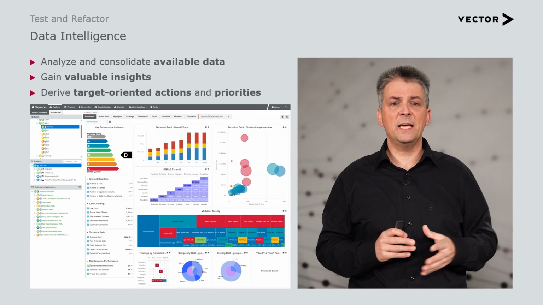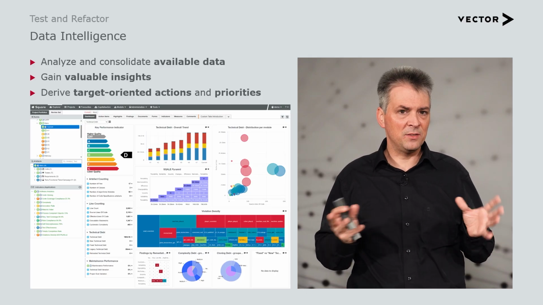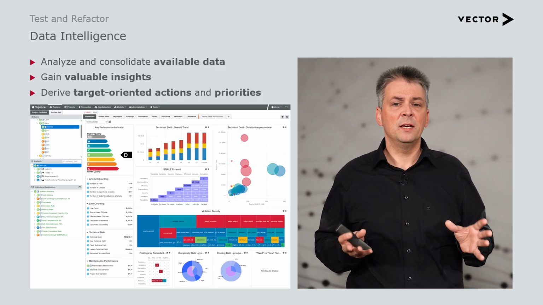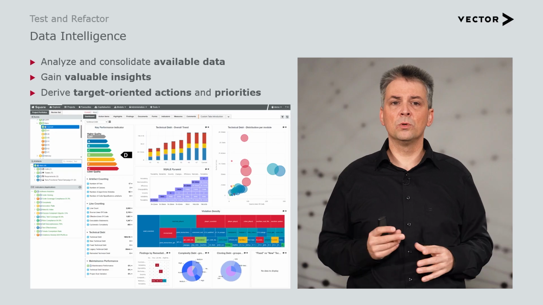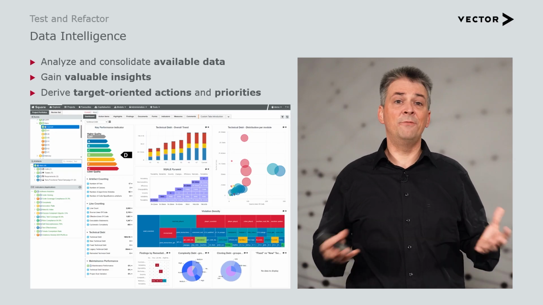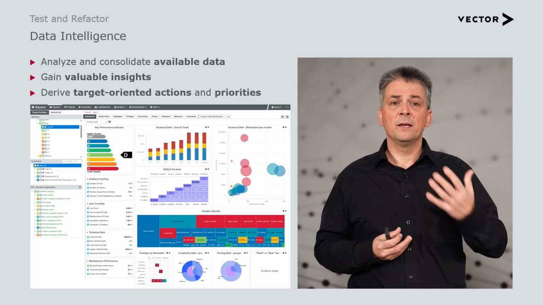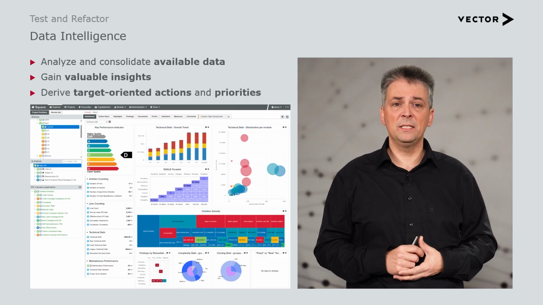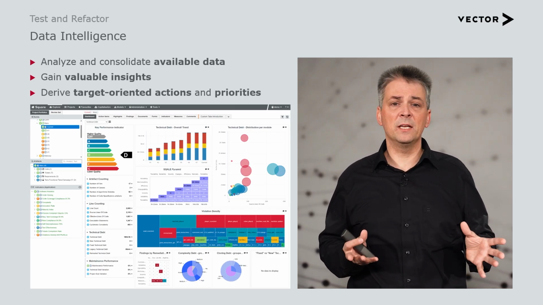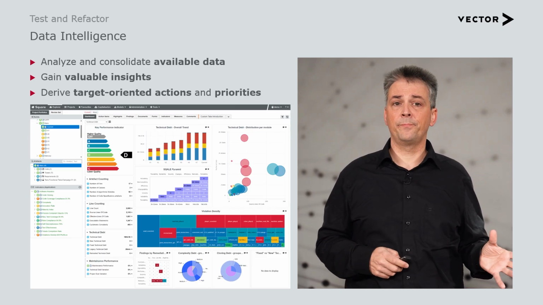Some short words about data intelligence, what is behind that. So data intelligence is a family of solutions and tools that analyze and consolidate the available data, and that will help you to gain valuable insights and to derive target-oriented actions and priorities.